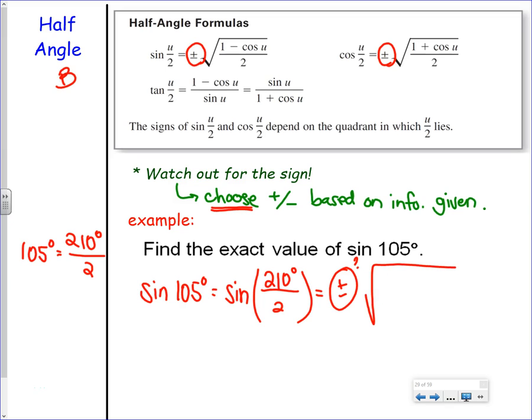Square root of 1 minus cosine of 105? No, we don't know it. Cosine of 210, exactly, the 210, which we do know.